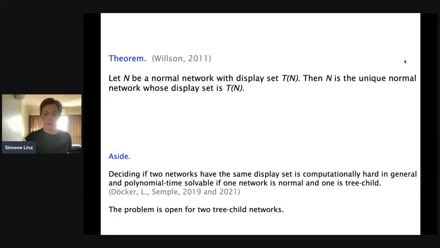But we can solve it in polynomial time if one network is normal and one is tree-child. For normal, it's trivial, because for normal, we have the encoding result by Stephen Wilson. And just having one normal and one tree-child network, we can still do it. It's a lengthy case analysis, but it's doable. However, we don't know what the computational complexity is for two tree-child networks. So this is still open.